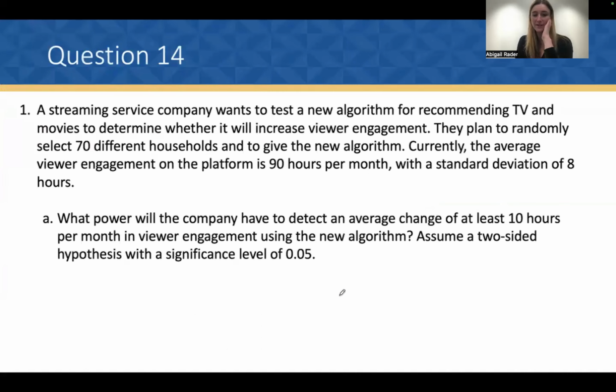Okay, so now we're getting into power. This is the last question. I did go through this with the class. I guess I can try to go through it again. I'm going to try to make it as simple as possible.